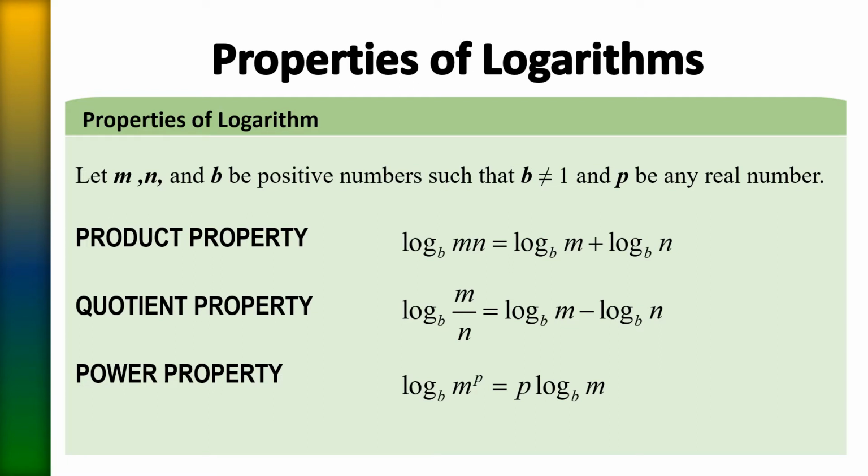And then you have the power rule. So we have log base m of p. So here you see m has an exponent of p. With the power rule, you could move the exponent out in front, and that's another equivalent way of writing the power property.